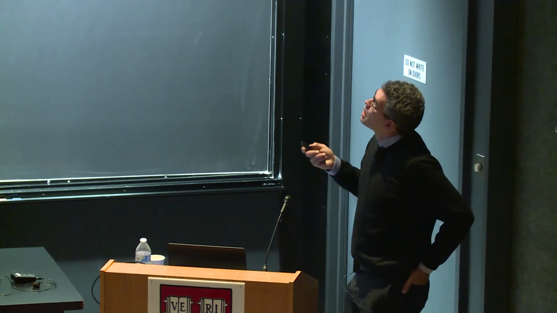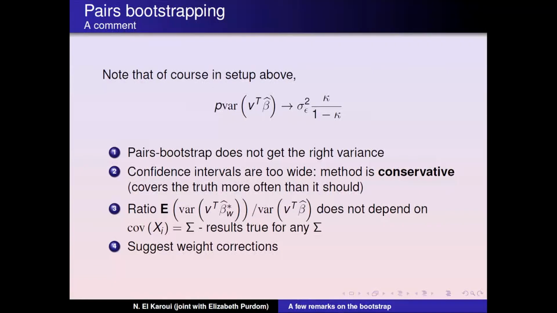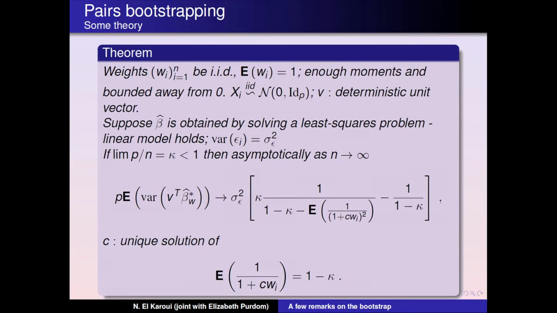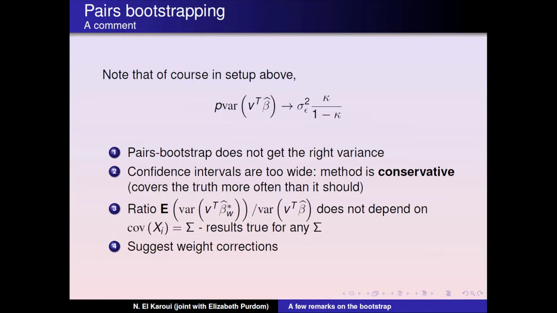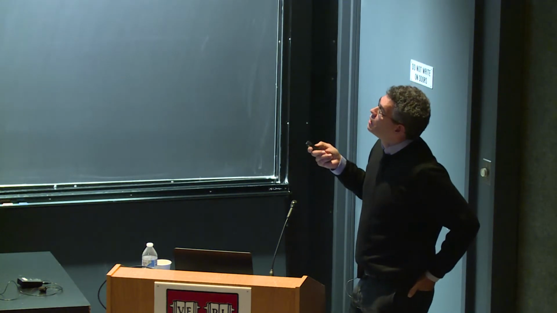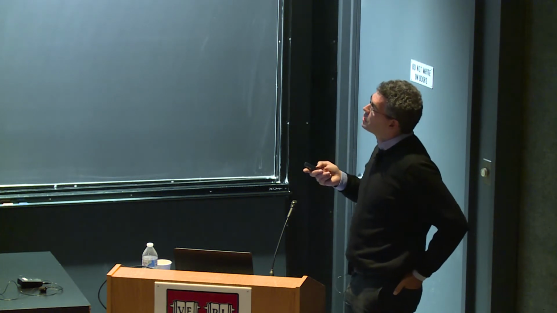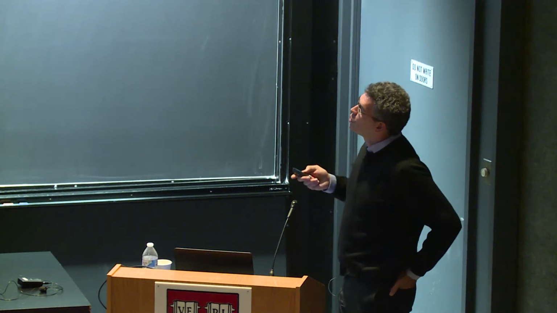Okay, and of course, the problem is that the truth in this setup is that this variance should be sigma squared epsilon kappa over 1 minus kappa. So the details of the equations don't matter, except that this guy is not kappa over 1 minus kappa. Okay. So the pairs Bootstrap, right now, forget about getting the right distribution. Things don't even get the right variance. The confidence intervals are too wide. The method is conservative. And this work basically, at least in the Gaussian case for any covariance, suggests weight corrections.